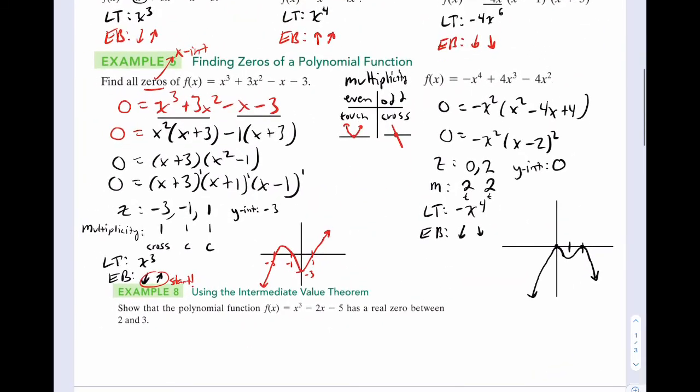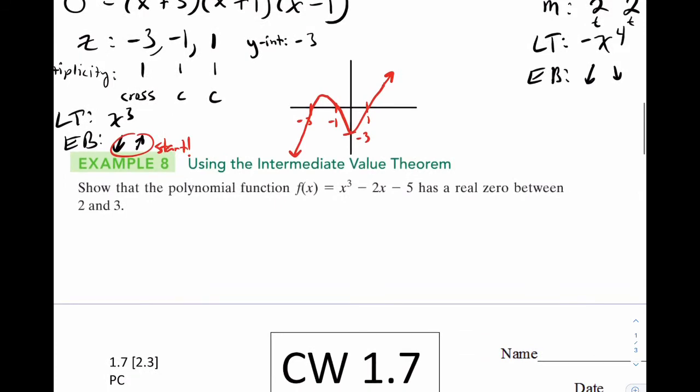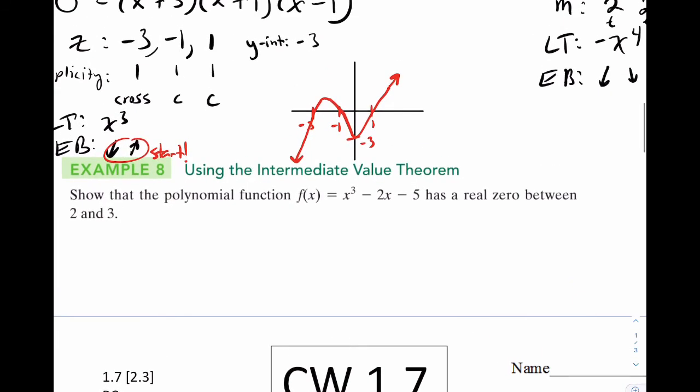Okay, so that's it for the review part for today. This is going to be new for all of you. Using the intermediate value theorem. When you guys take calculus next year, they'll call this IVT, so short for intermediate value theorem. So I'm going to show you what, in a nutshell, it means.